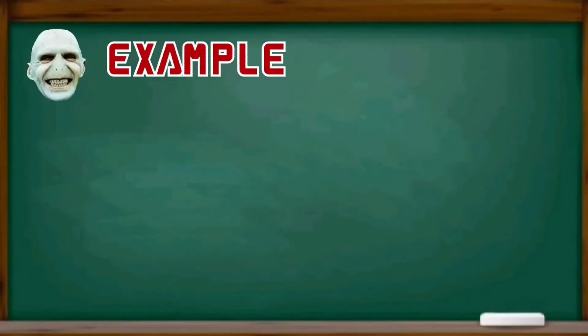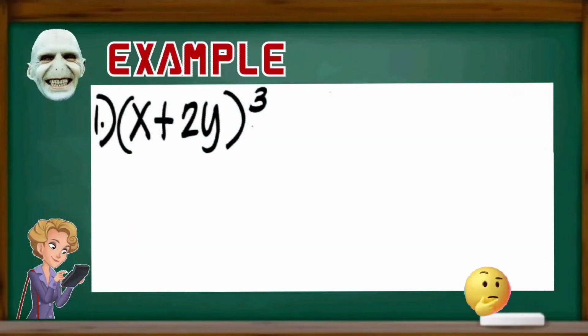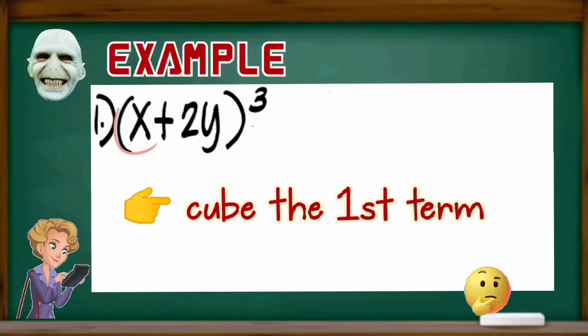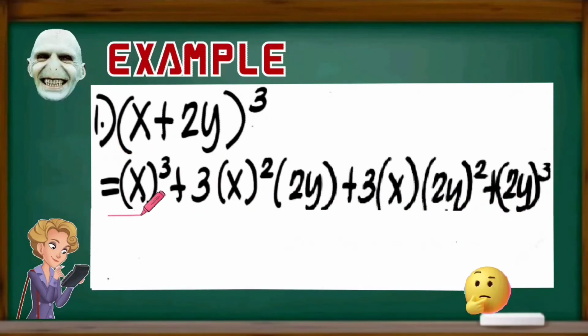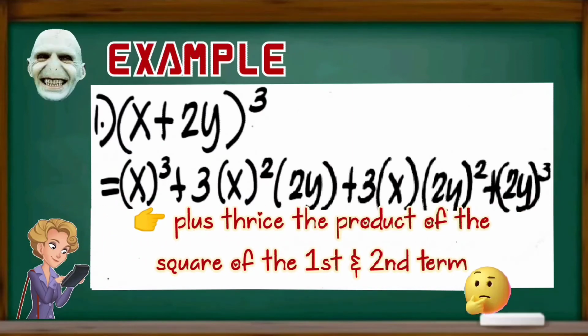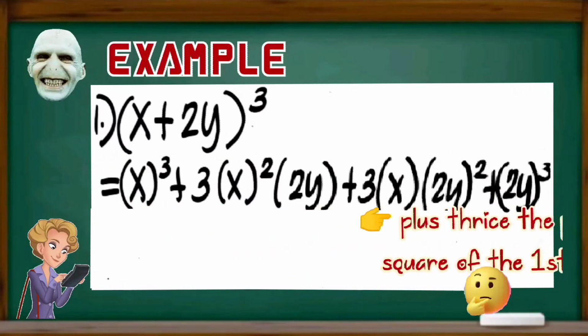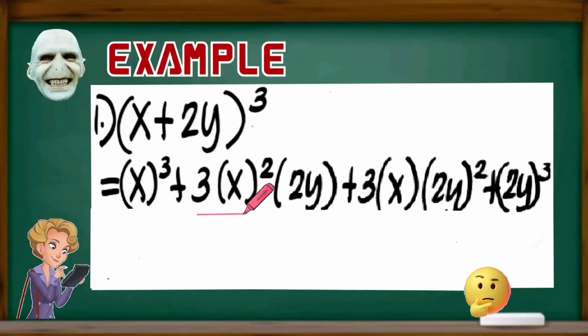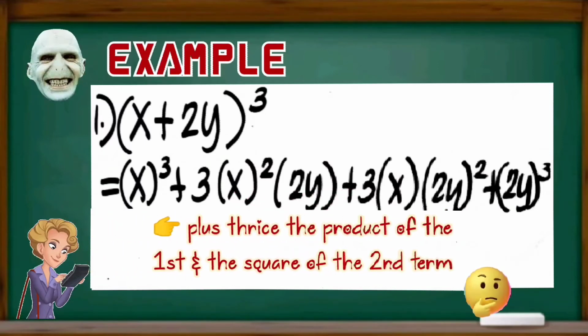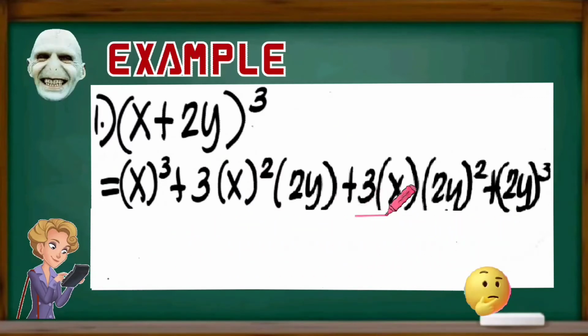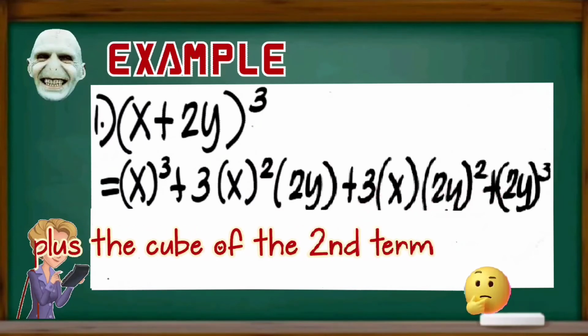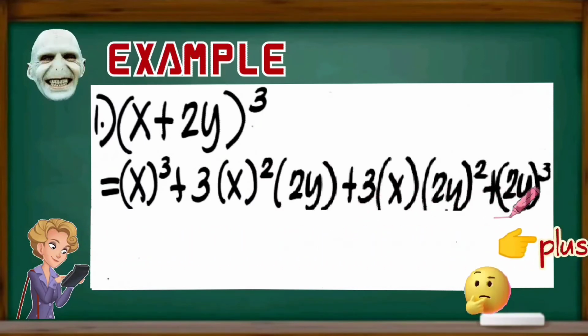Example number 1. (x plus 2y) raised to cube. So, una natin gagawin, cube the first term which is x. So, magiging x cubed plus thrice the product of the square of the first term and second term, which is 3 times x squared times 2y, plus thrice the product of the first and the square of the second term, which is 3 times x times (2y) squared, plus the cube of the second term, which is (2y) cubed.